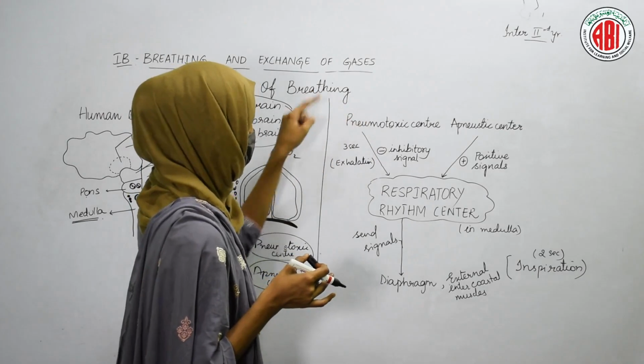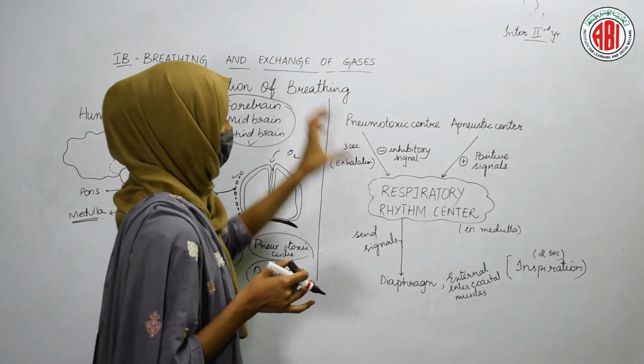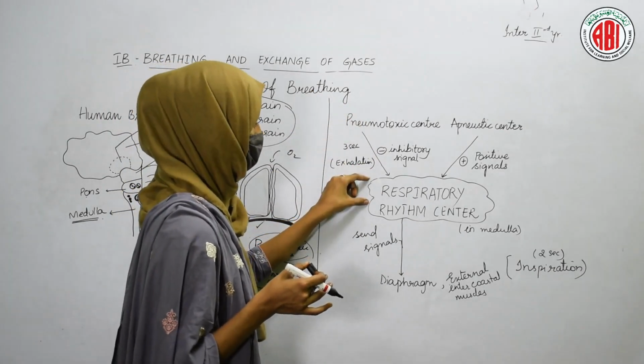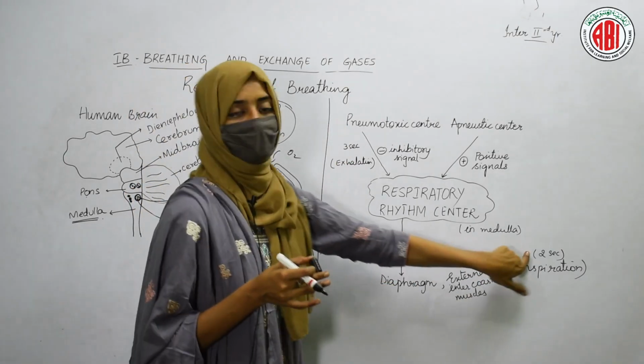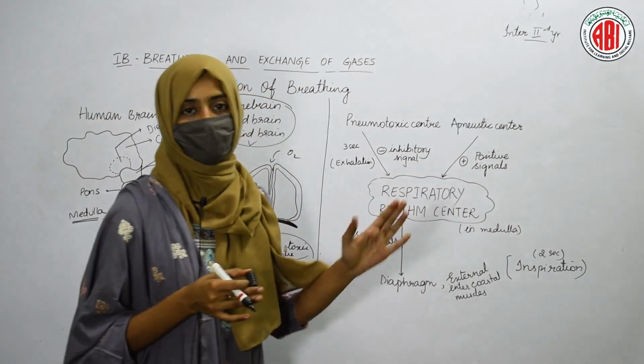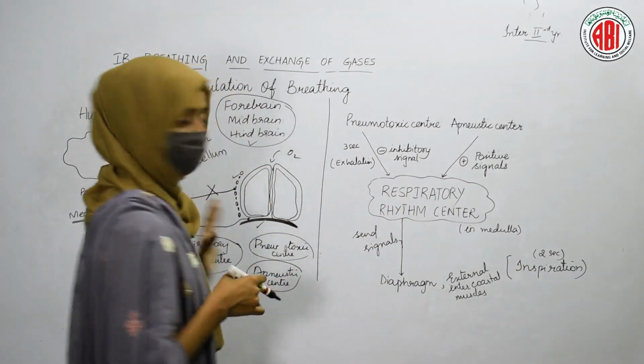Inhibitory signals can be sent within 3 seconds, and the signals from the respiratory rhythmic center to the diaphragm and intercostal muscles can be sent within 2 seconds. So, you need to remember this time period, it is an important one. I hope it is clear to you.